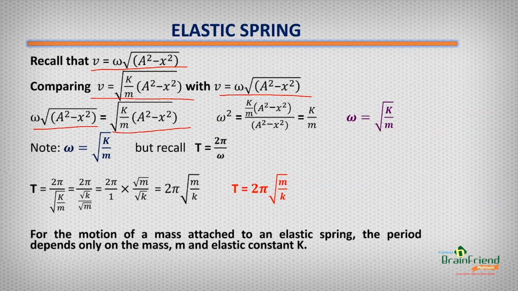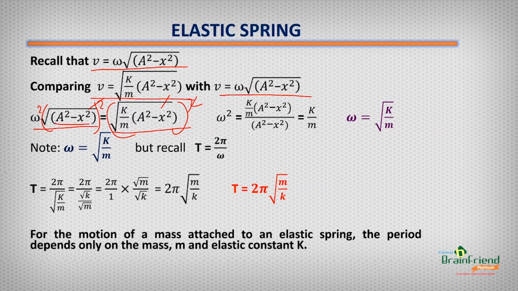If we square both sides to eliminate the square root, we have omega squared times a squared minus s squared, all squared, equal to k over m, bracket open, a squared minus s squared, all squared. And we know that this square will cancel the square root, leaving us with omega squared, a squared minus s squared. The square will also cancel the square root here, leaving us with k over m, bracket open, a squared minus s squared.